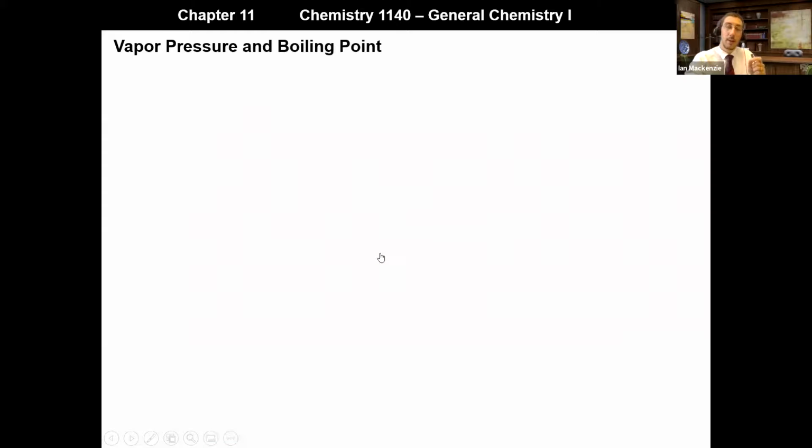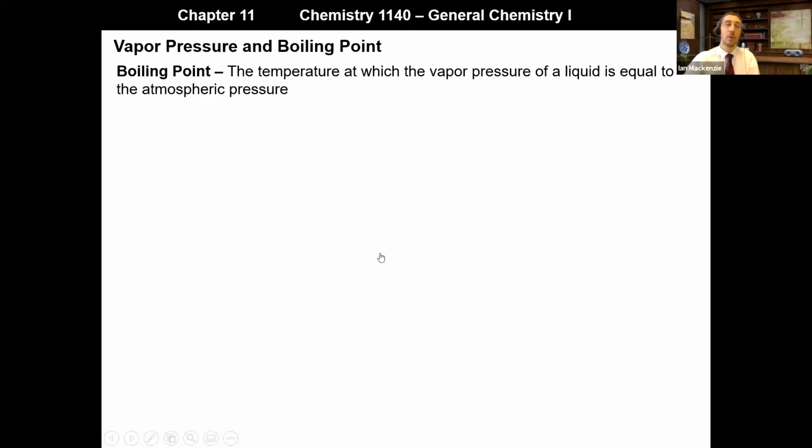Now let's relate this a little bit more specifically, to the boiling point, between vapor pressure and the boiling point and that relationship. So the boiling point itself is actually defined as the temperature at which the vapor pressure above the liquid is equal to the atmospheric pressure.